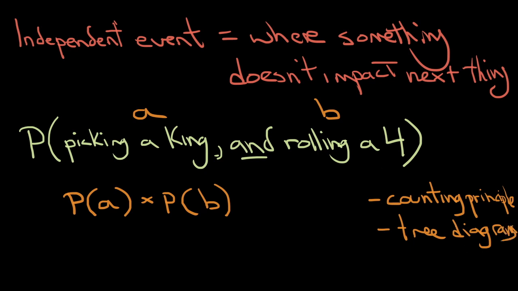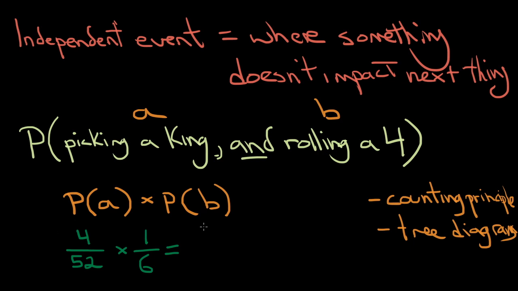So if we had to actually do this question, what's the probability of picking a king? We know that there are 4 ways to pick a king in a deck of cards, and there are 52 possibilities. And the probability of rolling a 4, there's only one way to do that, and there are 6 total possibilities.